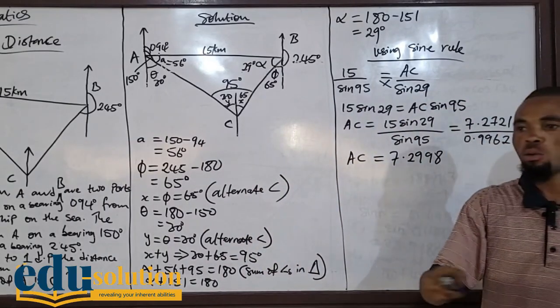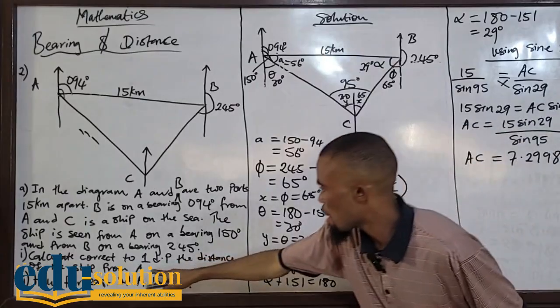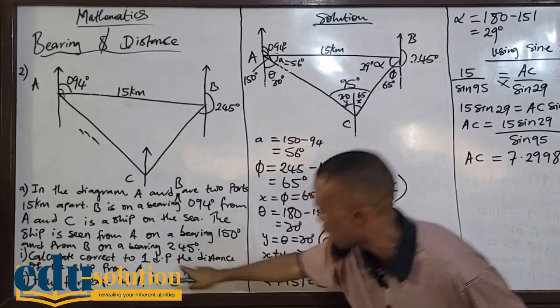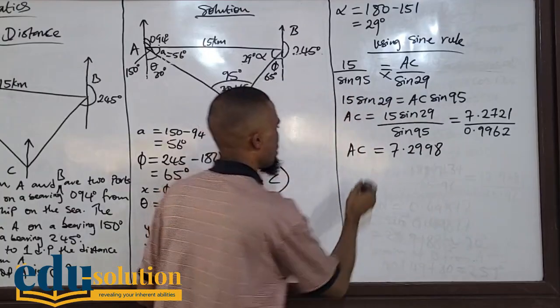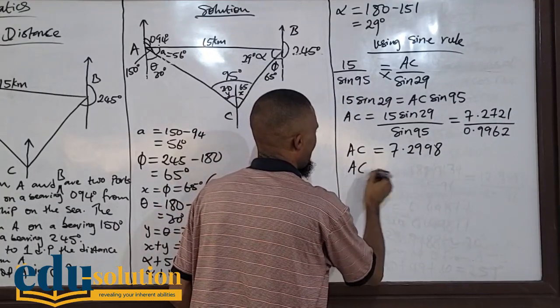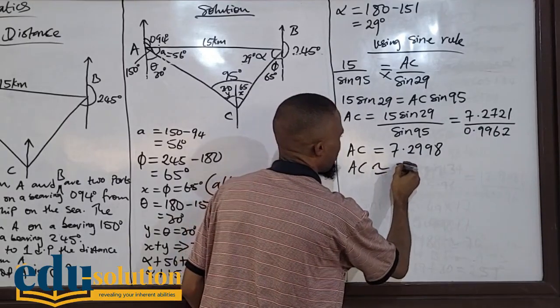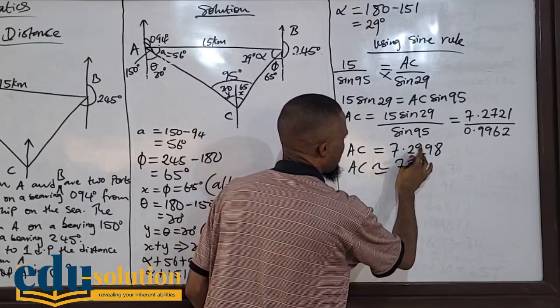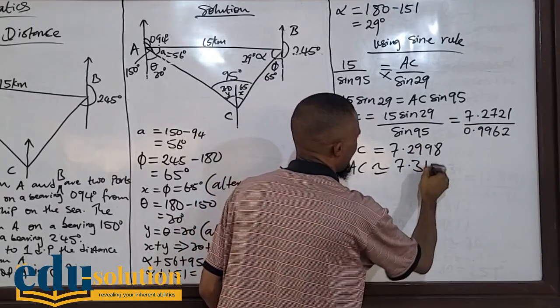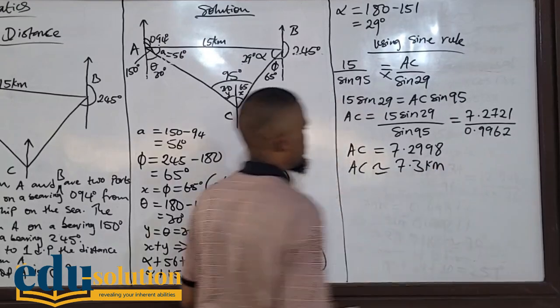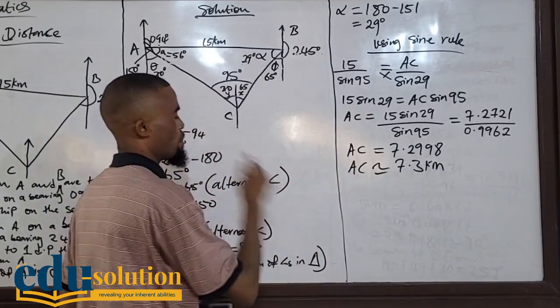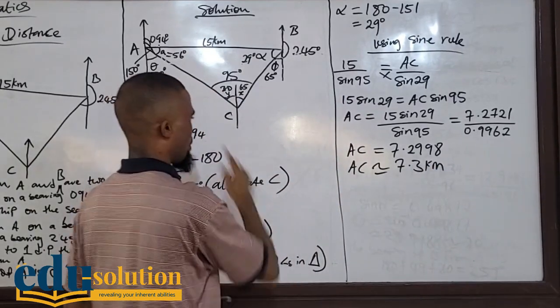Okay, so this is our answer, 7.2998. But the question says we should approximate. Look at it here. It says approximate to what? 1 decimal place. So that means we have AC is approximately equal to 7.3 kilometer. So that is for that. That's question number 1. So I hope you get that.